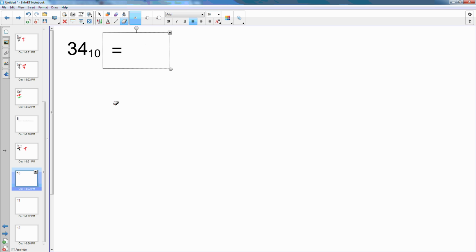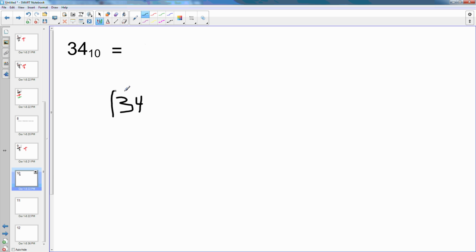So I have 34 base 10. I'm going to go ahead and convert this to base 16. So I'm going to start out again with the number that I'm trying to convert, which is 34, and then the base that I want to convert to, which is 16. So I say, how many times does 16 go into 34? Well, 16 goes into 34 2 times. 2 times 16 is 32. Okay, and then it's going to leave me a remainder of 2.